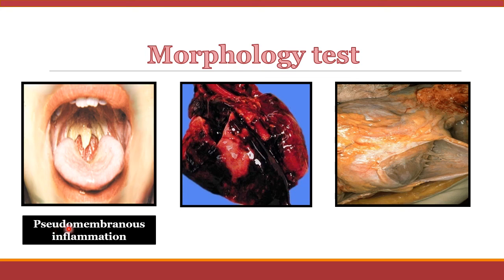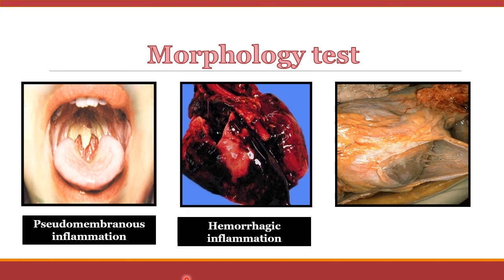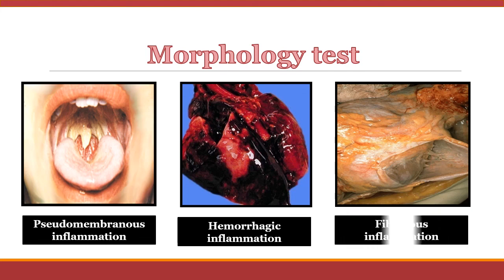Then we have this image. What is the type of inflammation here? In this heart, hemorrhagic type of inflammation. Then this image is showing also a closed heart with an opened pericardium around it, and we have these threads here. So what would be the type of inflammation? Fibrinous inflammation. What is the gross description? Bread and butter appearance.